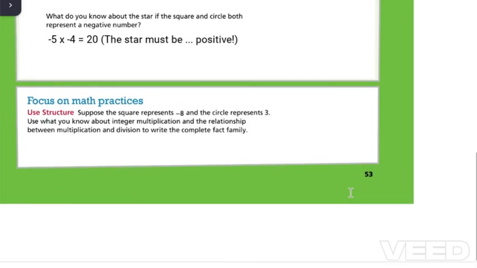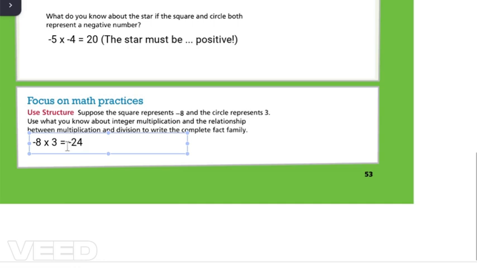All right, and now the bottom of page 53 says, suppose the square represents negative 8 and the circle represents 3. Remember, the star is the square and the circle multiplied by each other. Use what you know about integer multiplication and the relationship between multiplication and division to write the complete fact family. Well, we know a fact family has 4 parts to it, 4 equations, 2 multiplication and 2 division. So let's start off with multiplication, because we know how to multiply integers.